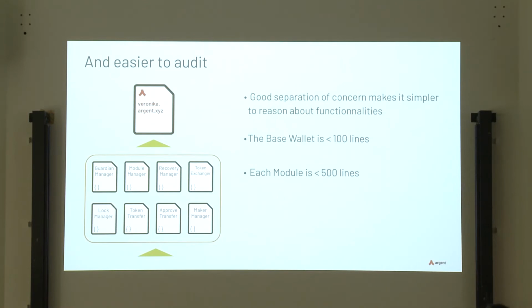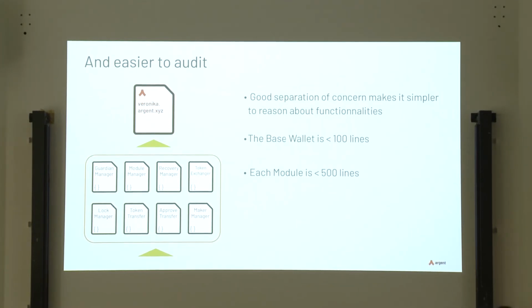Another reason why we took that road is because it's easier to audit. Easy is maybe not a good word when we speak about auditing Solidity, but it is easier. Smart contracts, of course, are something that is scary. They tend to be long, and it's easy to make mistakes. And so auditing is, of course, critical in terms of security. Having a modular architecture provides good separation of concerns because you can reason about the different contracts individually.